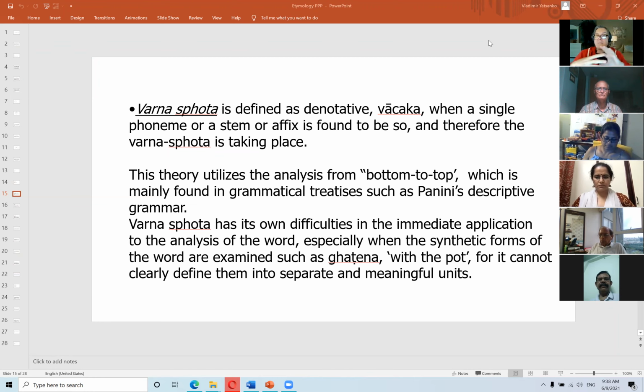There is a flexema. It's not like a separate affix I can define as in Tamil. Tamil has very clearly defined affixes, yeah, which have grammatical significance. It's not so easy in the synthetic languages like Sanskrit. For it cannot clearly define them into separate and meaningful units. This is the difficulty. It's not important for us now.